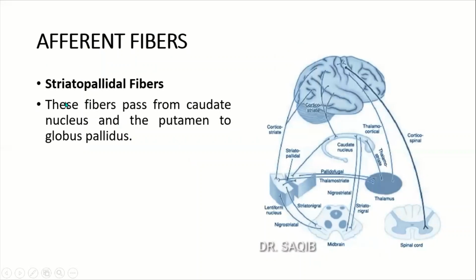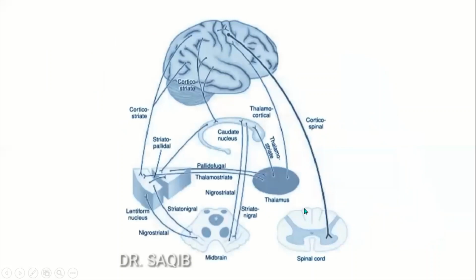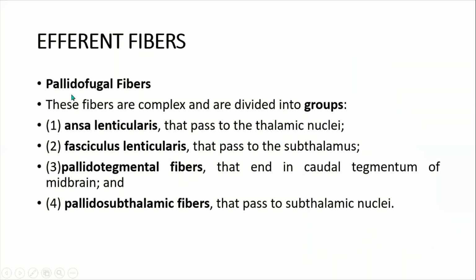So afferent fibers, first of all, are striatopallidal fibers, which pass from the caudate nucleus and the putamen to the globus pallidus. I've shown you already. You could see this is the striatopallidal from the putamen to the globus pallidus, and also from the caudate nucleus. And then the pallidofugal fibers. These fibers are complex and grouped into these 4, as I've told you already.